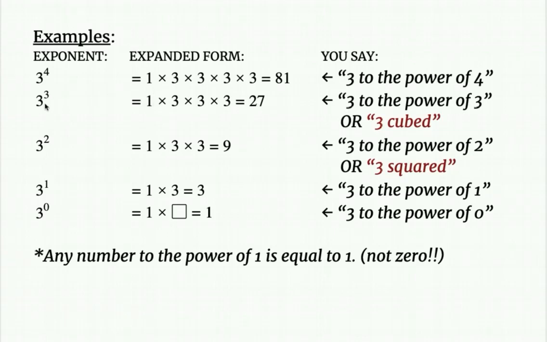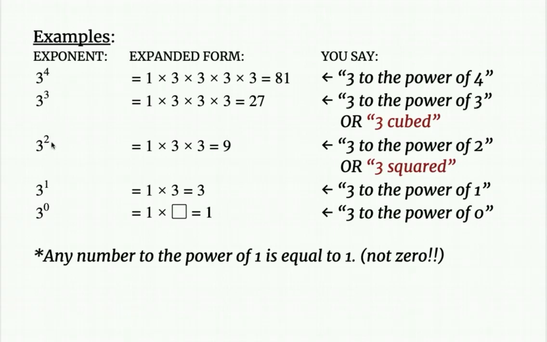Whenever you have the power of 3, you also have the special phrasing of how you say it. So you use the word cubed. You could say 3 to the power of 3, 3 to the 3rd power, or 3 cubed. Because a cube is a 3-dimensional object. It has 3 dimensions, length, width, and height. Length, width, and depth. So that's where we got the cubed from.